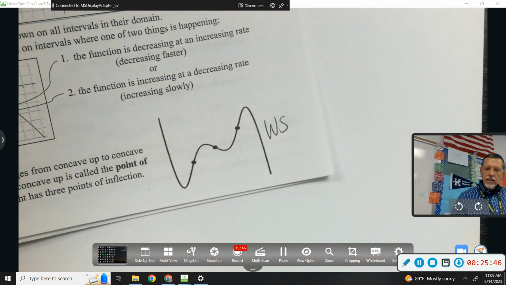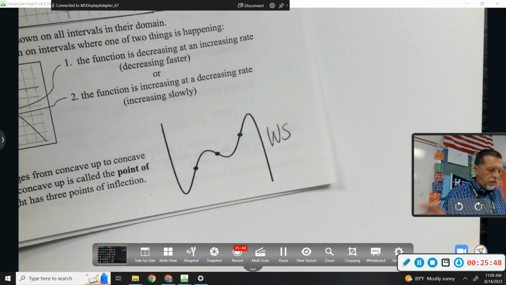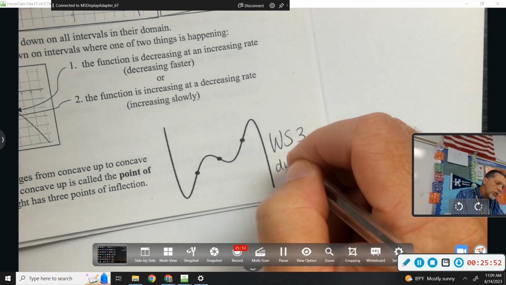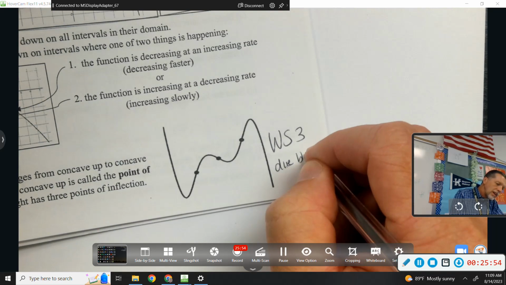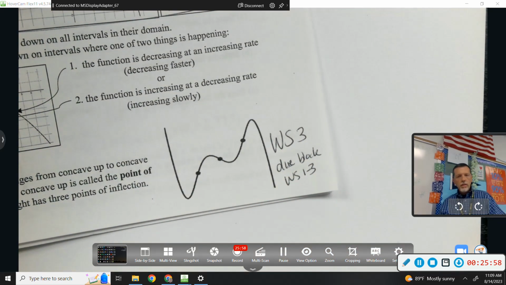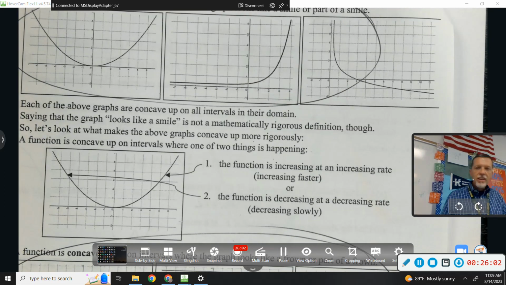All right, this is worksheet 3. It's today's assignment, and remember that due on block day is worksheets 1 through 3. Answers are posted. I will happily answer questions tomorrow.